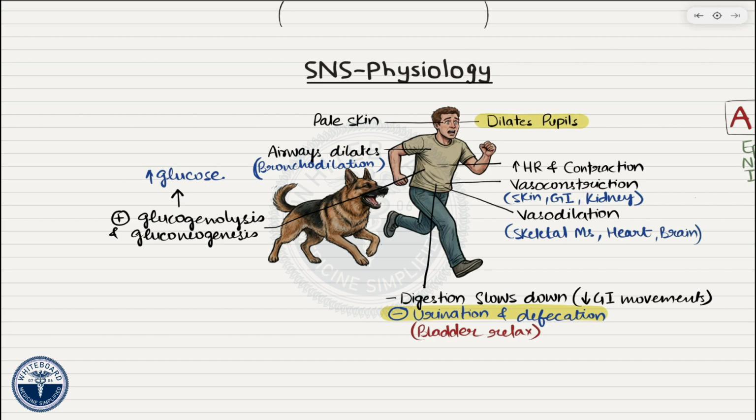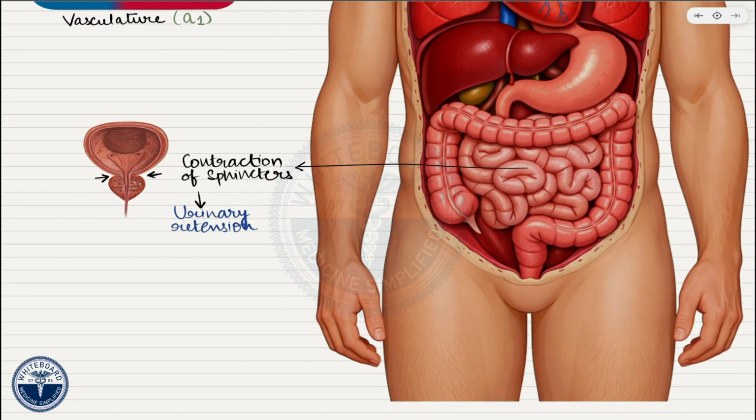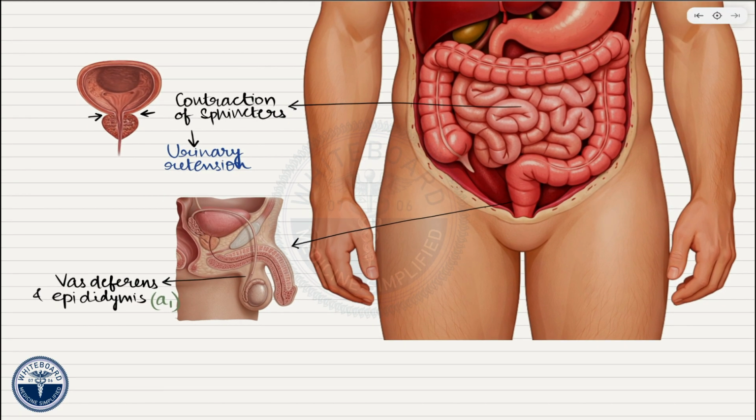Clinically, this effect can sometimes be useful in the treatment of certain forms of urinary incontinence, where increasing sphincter tone helps prevent the leakage of urine. Another important location of alpha-1 receptors is the male reproductive tract, particularly in structures such as the vas deferens and epididymis. Stimulation of these receptors causes smooth muscle contraction and plays an important role in emission, which is the movement of semen into the urethra before ejaculation.